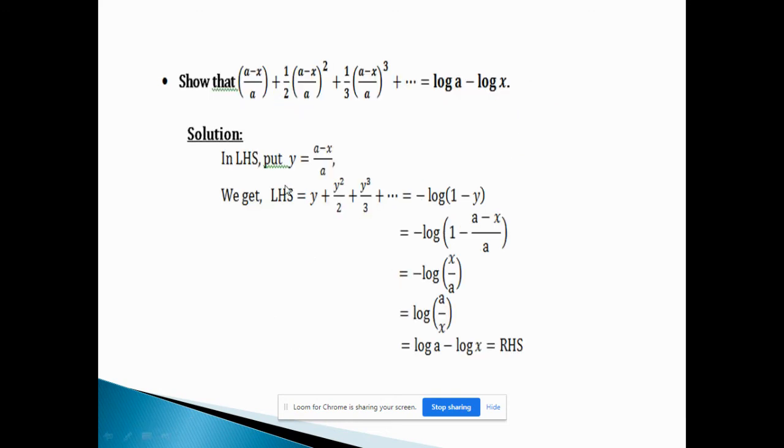So same thing. This is a given series. We have to prove that the given series LHS is equal to RHS. Our RHS is log a minus log x. We can put y equal to a minus x by a in the given series. So what we get? We get y plus y square by 2, y cube by 3. The sum of this is minus of log 1 minus y. Now replace y, simplify, and we get log a by x. So apply the rule, log a by b equal to log a minus log b. That is our RHS. Hence verified.